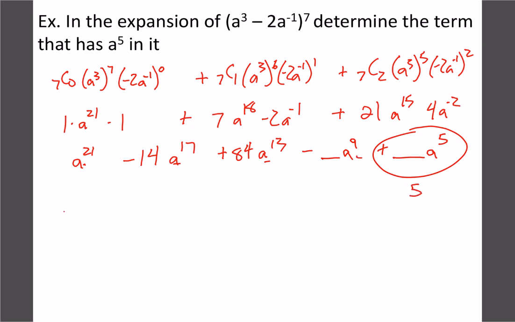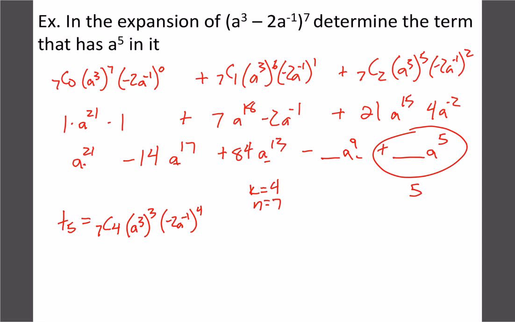So we want the 5th term, so that means our k is 4, and our n is 7. So let's plug that in the formula. So we'd have 7c4, and then we'd have our first term, a cubed to the 3, and minus 2a to the negative 1 to the 4. So we just need to simplify that out.